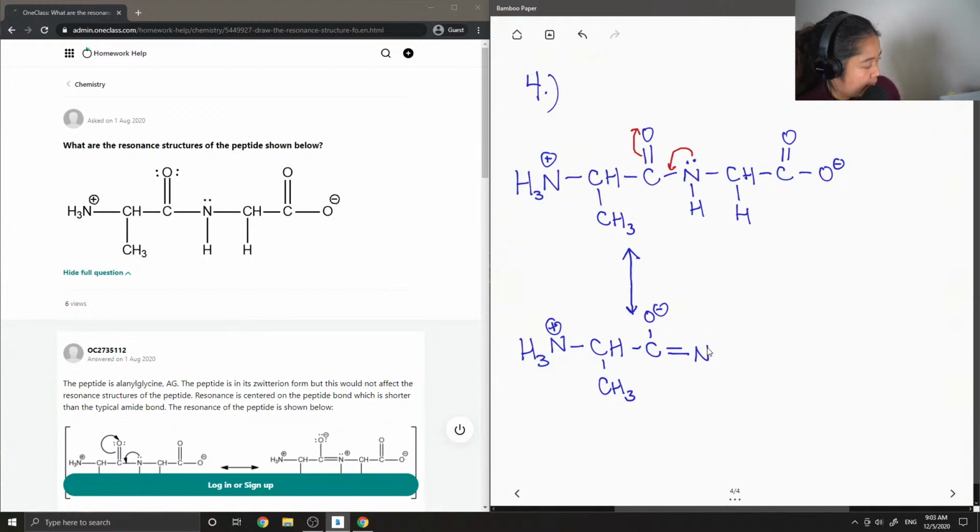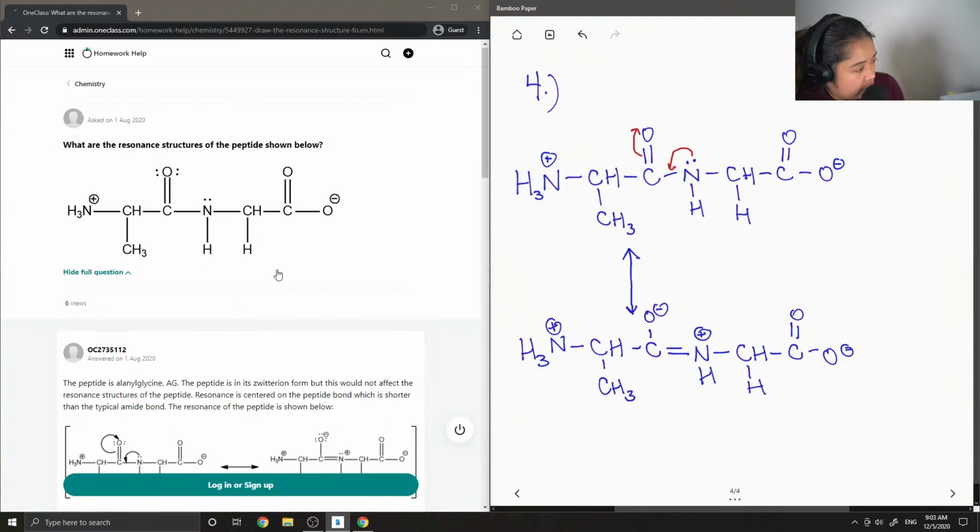So now this nitrogen has a positive charge, and everything else just stays the same. Okay, so this is one of the resonance forms from this peptide.